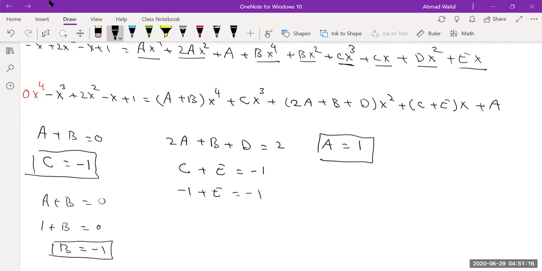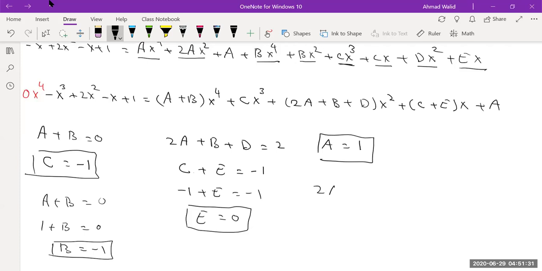If I add 1 to both sides, then E is equal to 0. This is the value of E. And finally, the value of D. Plug A and B in this equation, and you can find the value of D.